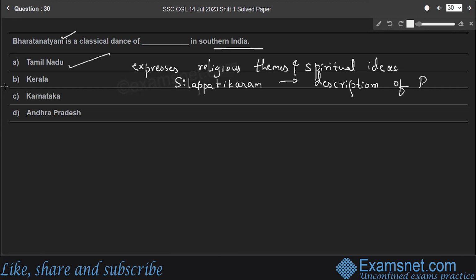The Sangeet Natak Academy currently confers classical status on 8 Indian classical dance styles: Bharatanatyam, Kathak, from northwest and central India, and Kathakali, Kuchipudi, Odissi, Manipuri, and Mohiniyattam, and Satriya, which is in Assam. So here for this question, Bharatanatyam is a classical dance of Tamil Nadu state in southern India. Option A.